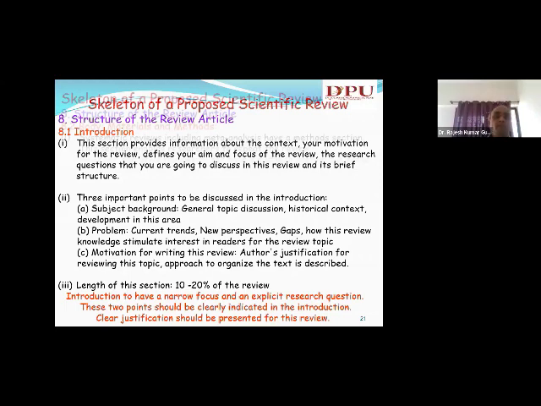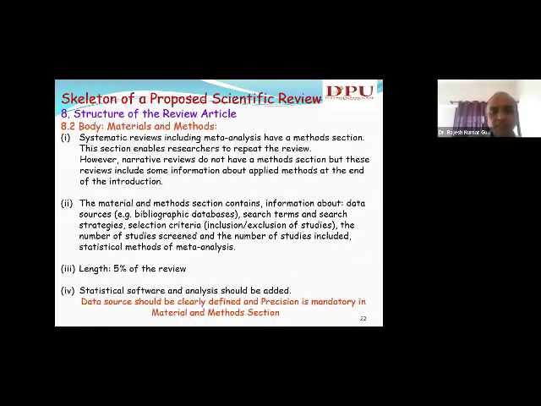Now coming to body, that is material and method. This mostly applies to meta-analysis and systematic reviews. Systematic reviews including meta-analysis have a method section. This section enables researchers to repeat the review. However, narrative reviews do not have a method section, but these reviews include some information about applied methods at the end of the introduction. The material and method section contains information about data sources, that is bibliographic databases, search terms and search strategies, selection criteria, inclusion or exclusion of studies, the number of studies screened and the number of studies included, and statistical methods applied for meta-analysis.